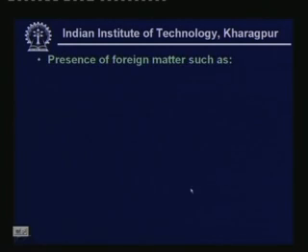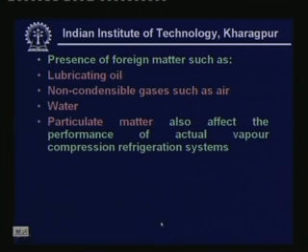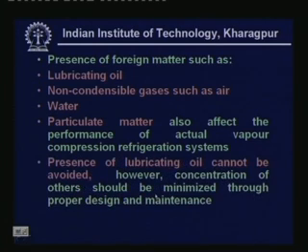Okay. Then apart from this you can also have the presence of foreign matter such as lubricating oil, non-condensable gases such as air, and water. Okay. And you can also have particulate matter if your system is not clean in the beginning, and all these things will affect the performance of actual systems. And the presence of lubricating oil cannot be avoided, but the presence of other things like air, water and particulate matter has to be minimized through proper design and maintenance.